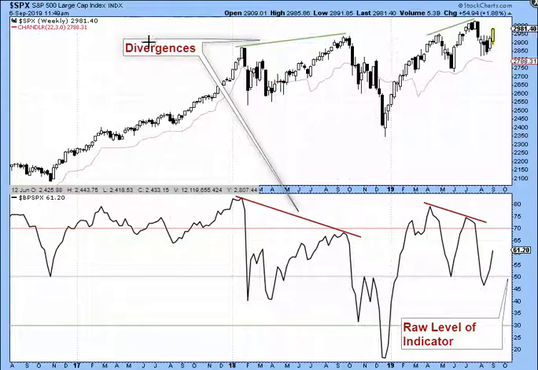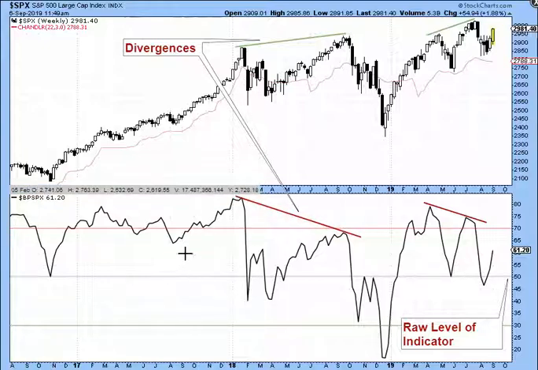That means 61% of the stocks are in a buy signal on the point and figure charts. There are two things I want to point out here. Number one is divergences. The second is the raw level of the indicator, which gives you an idea of whether the market is strong or weak, and whether the trend will continue or turn. First, divergences. With all oscillators, one of the things many look at is a divergence. A divergence is simply a mismatch between a high or low of price and a high or low of the oscillator.